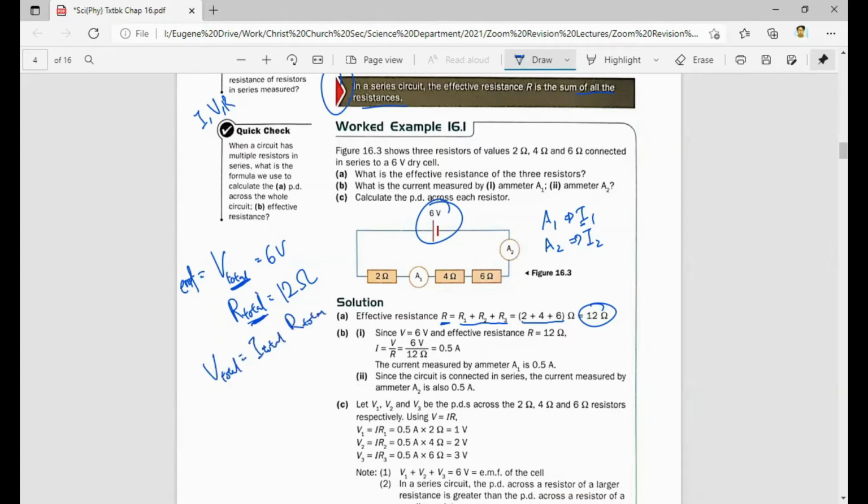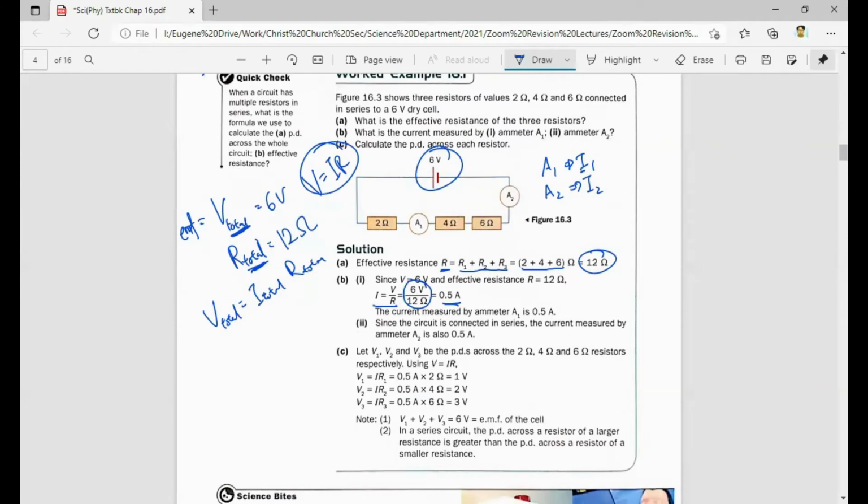What exactly is this formula? It's just V equals IR. That's what we are finding here. So you rearrange, you get I equals V over R, which then you sub in 6 and 12, and you're going to get 0.5 ampere. So we know that the I total is equal to 0.5 ampere.